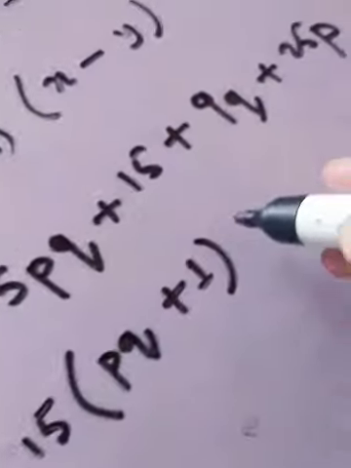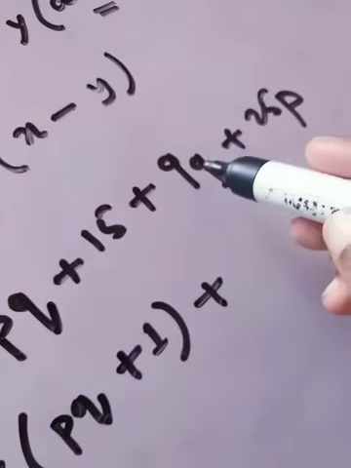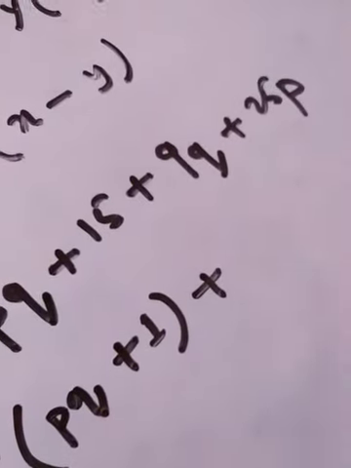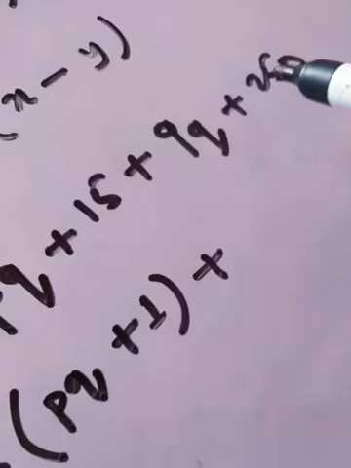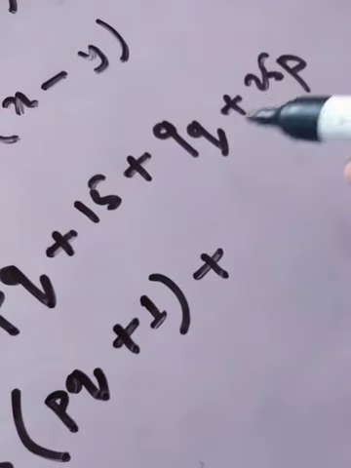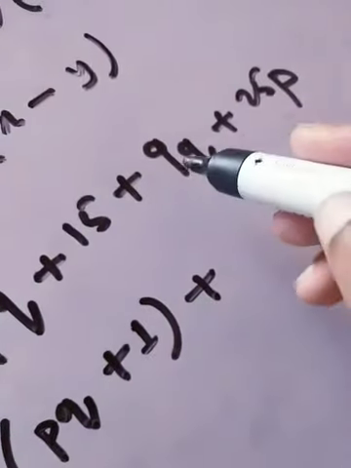pq plus 1. Now let's take a common from 9q and 25pq. So is there any number, students, which divides 9 and 25? No. There is no such number which divides these, and we cannot get any common factor from 9q and 25pq. So what will remain?